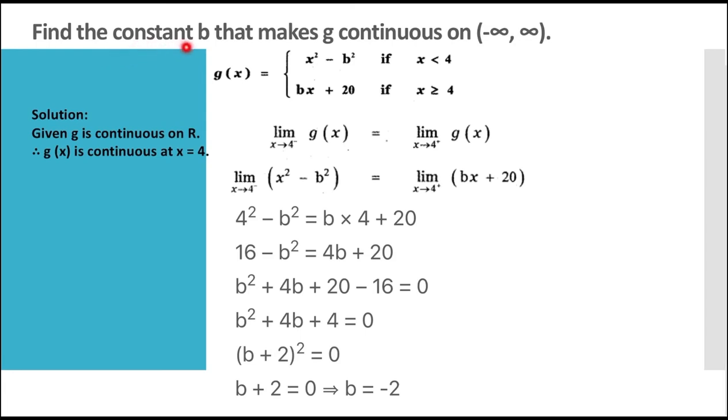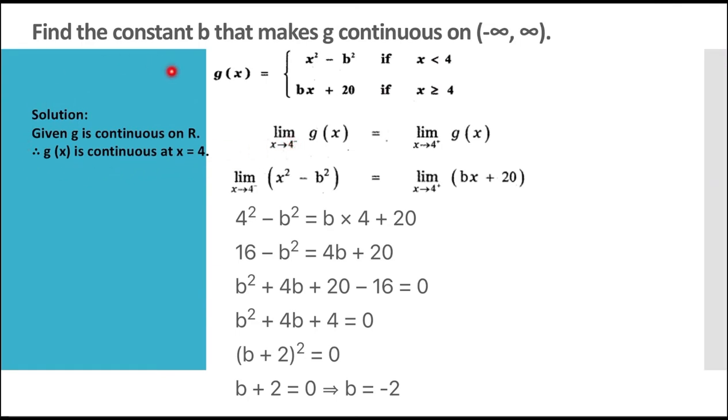Find the constant b that makes g continuous on minus infinity to infinity. g of x is equal to x square minus b square if x is less than 4, bx plus 20 if x is greater than or equal to 4. It is given that g is continuous on R. So, g of x is continuous at x is equal to 4.